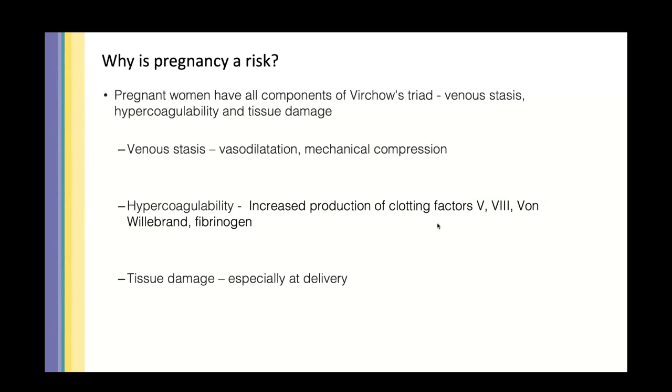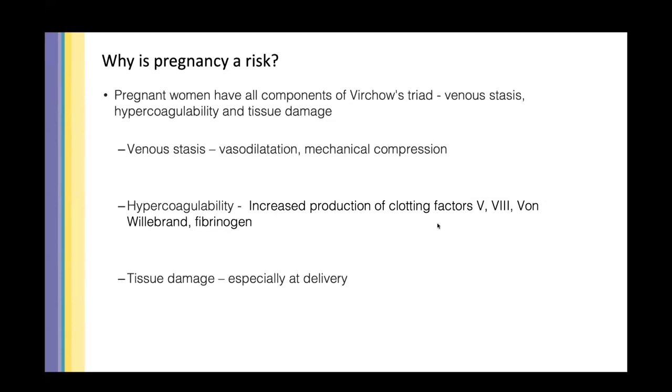The other concept that's highly discussed is pregnancy and hypercoagulability. And as we know, evolutionarily, during pregnancy the woman is naturally protected from bleeding to death. And this happens by basically increasing the amount of clotting factors in the system. They have done quite a lot of research, and these factors have been shown to be the ones most affected: factor 5, factor 7, factor 8, fibrinogen, and so forth are increased in pregnancy.